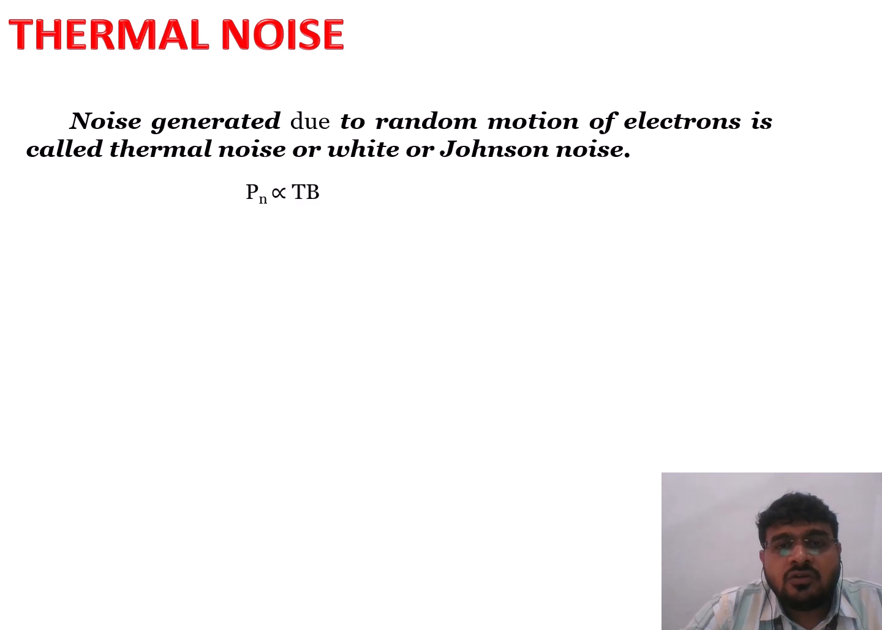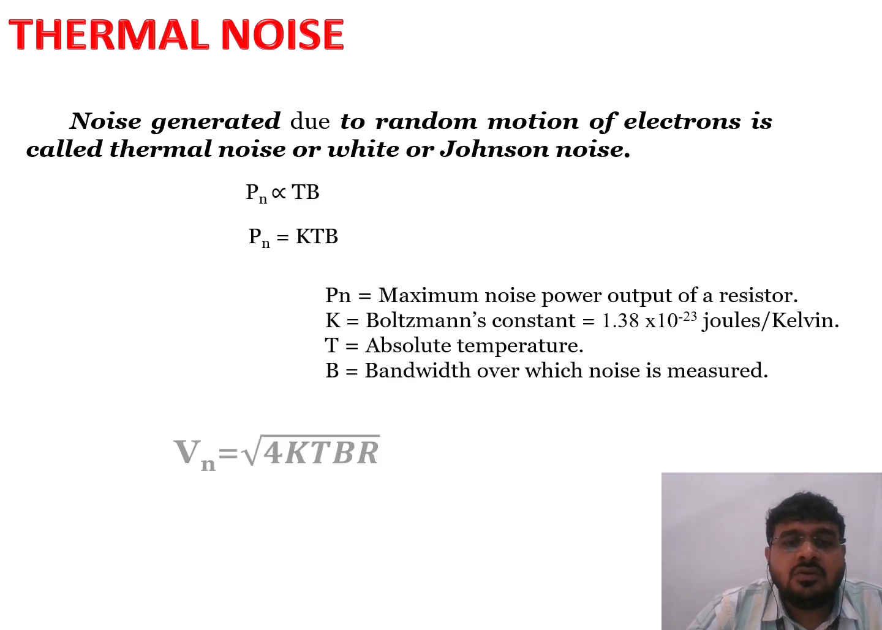Then we have thermal noise, which is another internal noise. Here, the noise is generated due to the random motion of electrons, and is called thermal, white, or Johnson noise. The power of the noise generated through thermal agitation is directly proportional to the temperature and the Boltzmann constant, which can also be written as Pn = kTB, where Pn is the maximum noise power output of the system, k is the Boltzmann constant, T is the absolute temperature, and B is the bandwidth for which noise is measured. So the voltage of the noise signal can be calculated by the square root of 4kTBR.